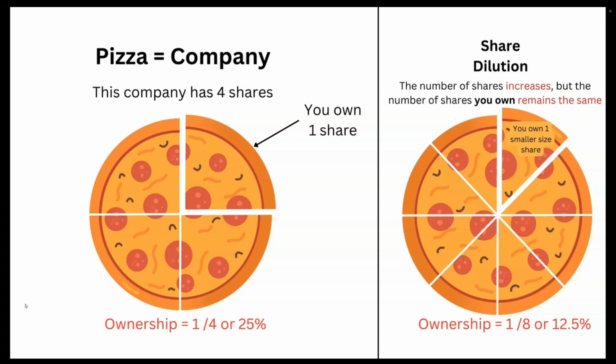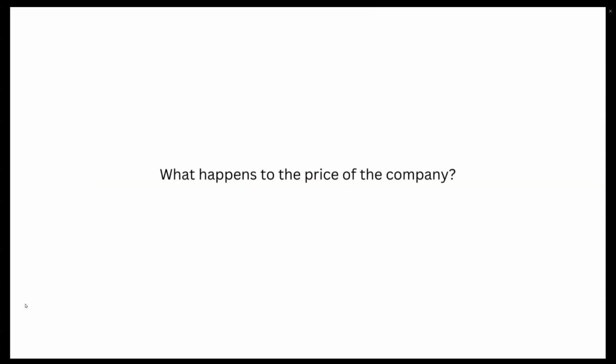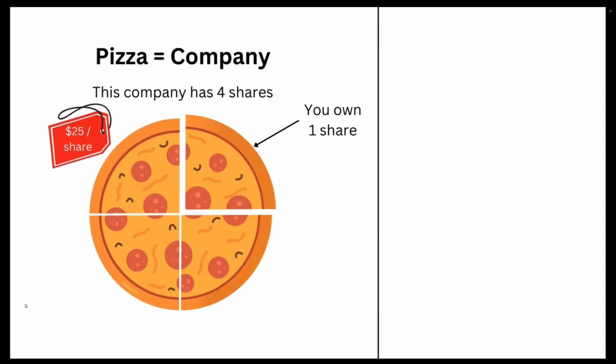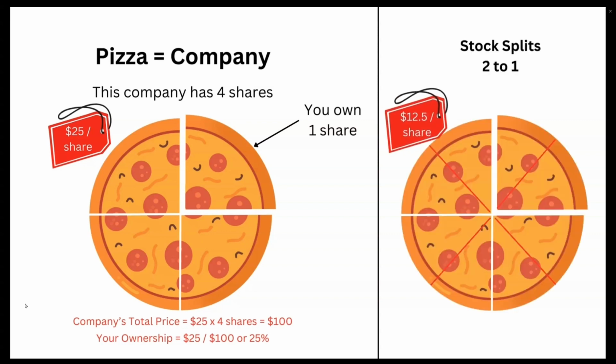But what happens to the price of the company? Let's take a look at how it's affected. Let's say that each share of the company sells for $25. This means that the company's price as a whole is $100 because $25 times 4 shares equals 100. Because you own one share, your ownership is 25%. With the 2-for-1 stock split, the price of the stock will be divided into two, which is $12.50 per share. The number of shares you own also increases to 2, so your ownership remains unchanged because $12.50 times 2 shares is $25 out of 100, which is still 25%.